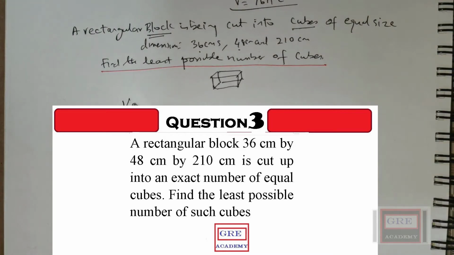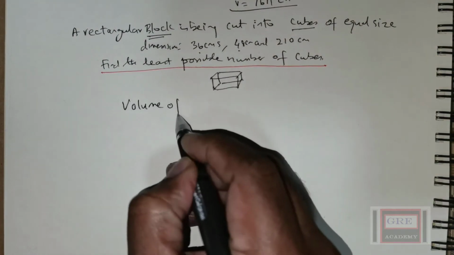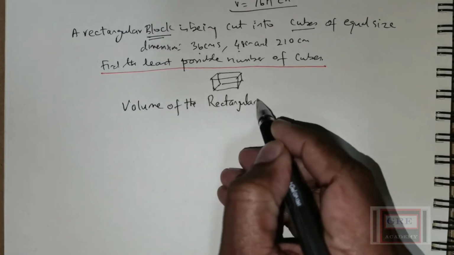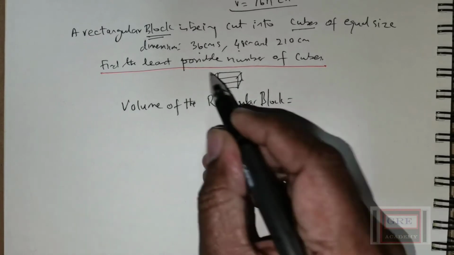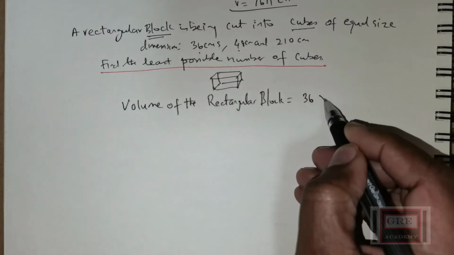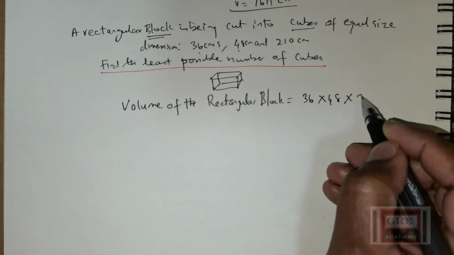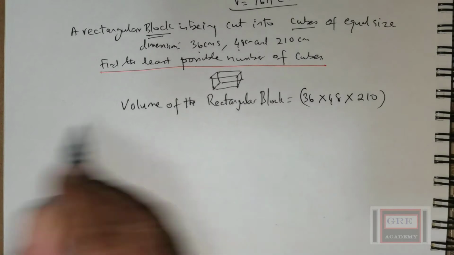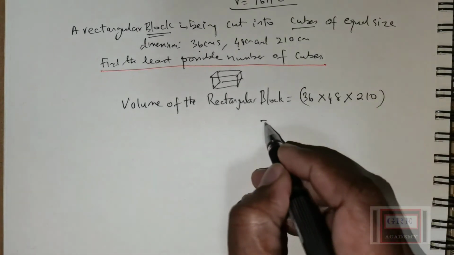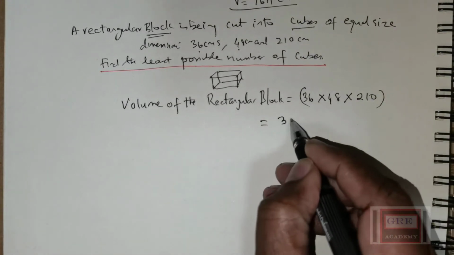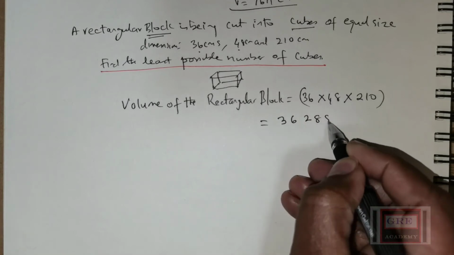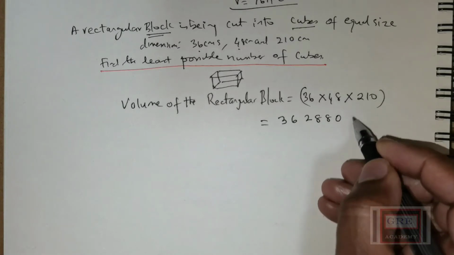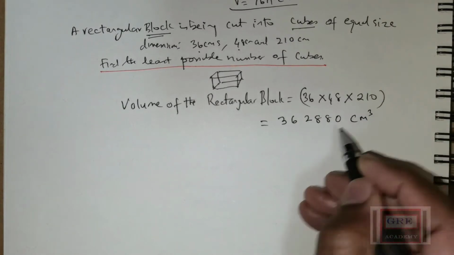So foremost we need to find the volume of the rectangular block, and that is equal to 36 times 48 times 210. So this is the total volume. We need to multiply this entire component, so that would give us 362,880 cubic units or cm cubed.